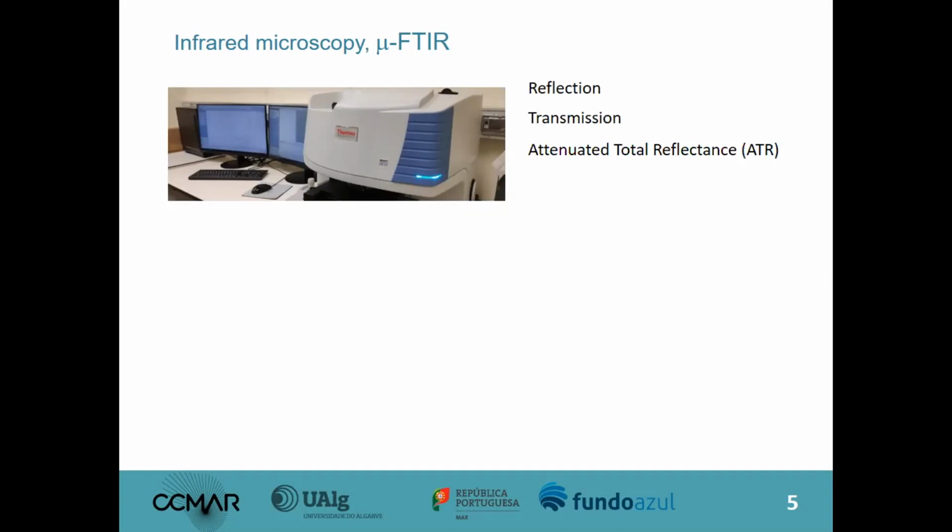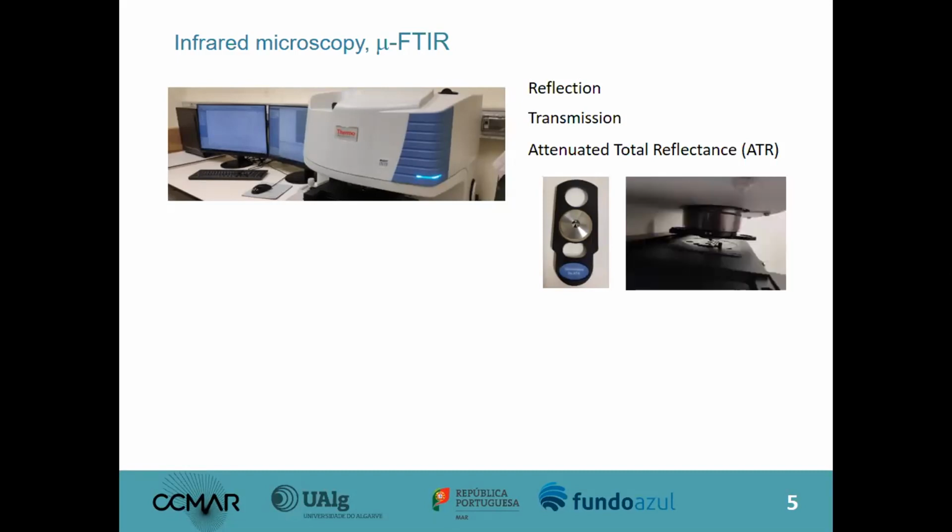And we have three different ways of collecting information from our sample. So we can combine the three detectors with these three ways of collecting information. One is reflection, the other one is transmission, and the third one is attenuated total reflectance, called ATR. I'm going to start with this last one. The ATR is this piece here you are seeing. It is about 15 centimeters long, and it goes into the instrument in this way.